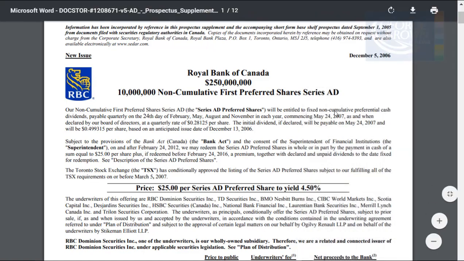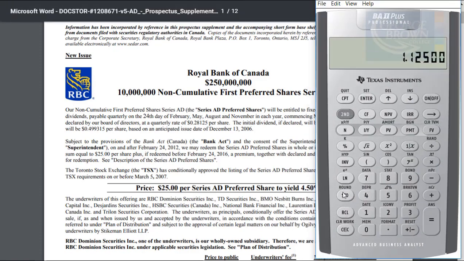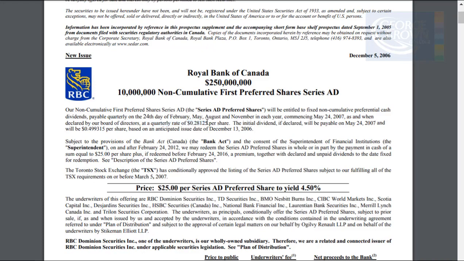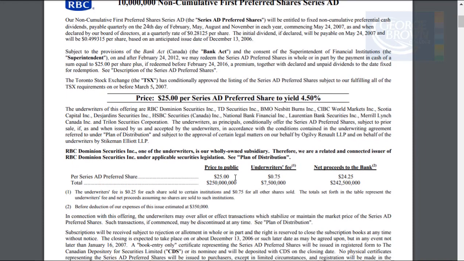$1.125, okay? And you can see that the dividends here are going to be paid quarterly, so it's a quarterly dividend on the 24th day of February, May, August, and November in each year commencing on May 24th, 2007, okay? So again, $25 times 4.5% gives us $1.125. I divide by 4 for the quarterly, and you can see each dividend would be $0.28125 per share, okay?